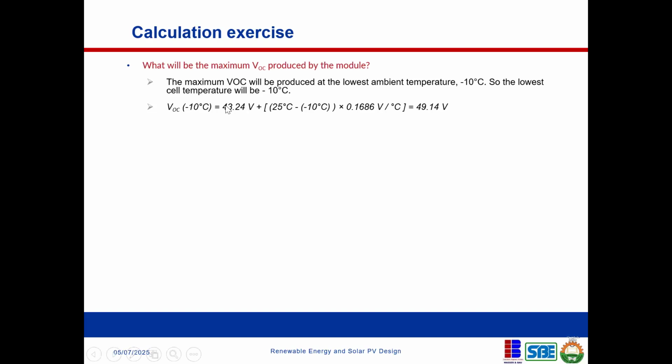Now the maximum power point voltage is 43.25 volts. That is the maximum power point voltage, right? Now we are going to do plus the voltage gain when the temperature drops. The voltage that will be gained when the temperature drops. Now that's at that standard test condition.